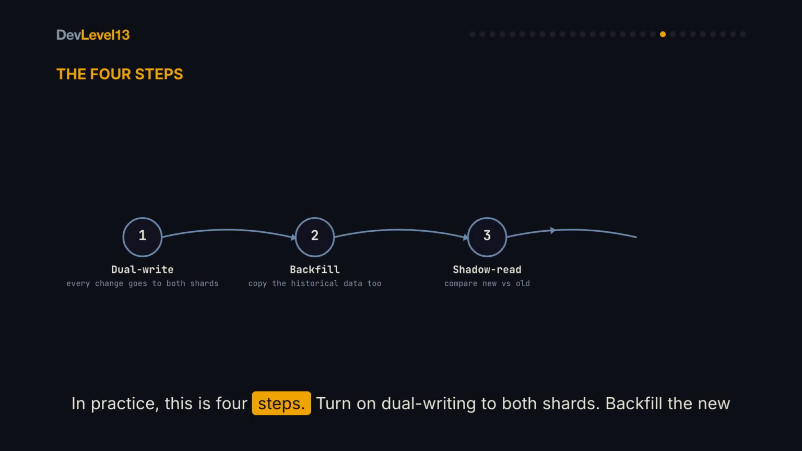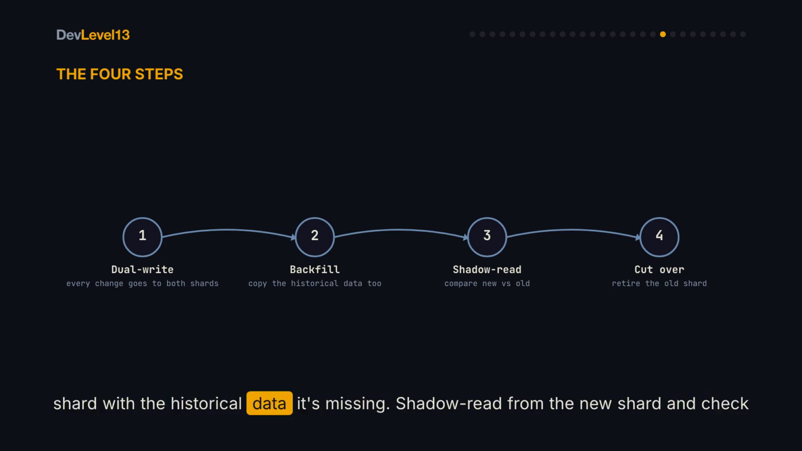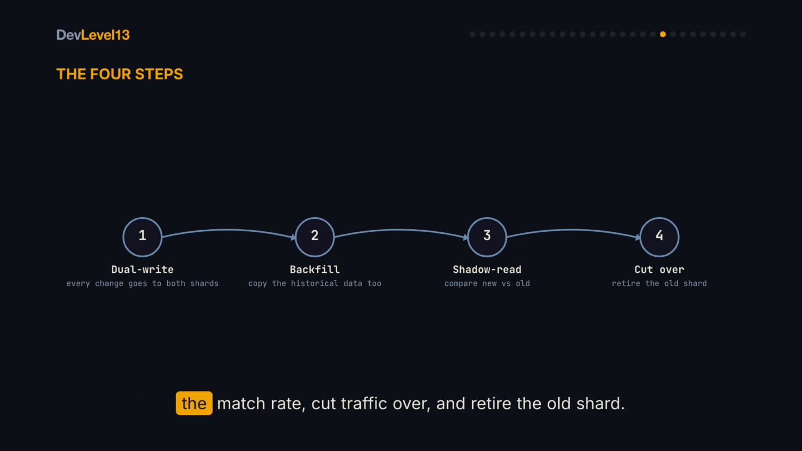In practice, this is 4 steps. Turn on dual writing to both shards. Backfill the new shard with the historical data it's missing. Shadow read from the new shard and check it against the old one without serving that result to users yet. And only once you trust the match rate, cut traffic over and retire the old shard.